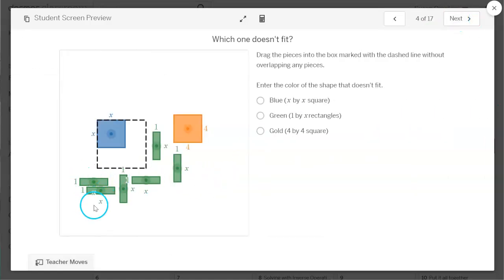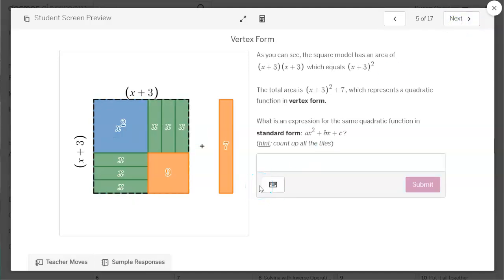So in this one, they're going to place these tiles in this space, and then obviously one of these tiles will not fit, and then they will choose that answer, and when they do, it will give them another question to answer. And then they show them a model.